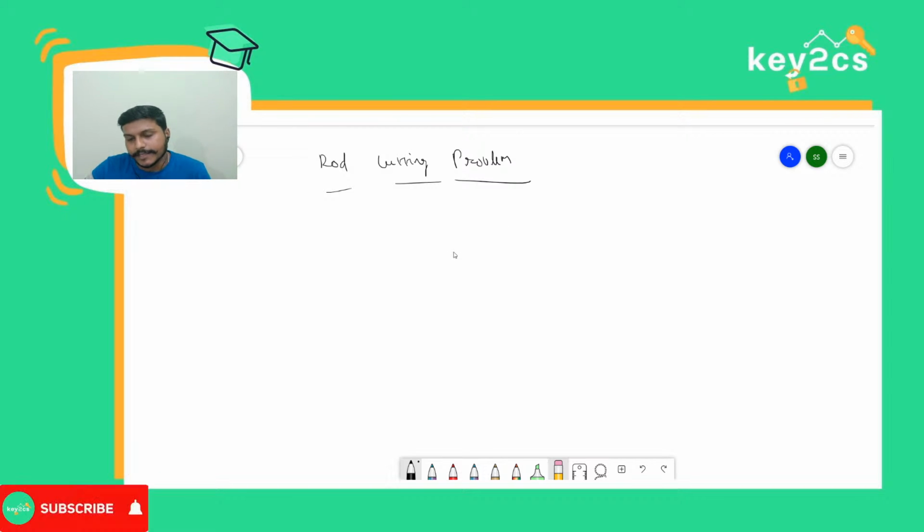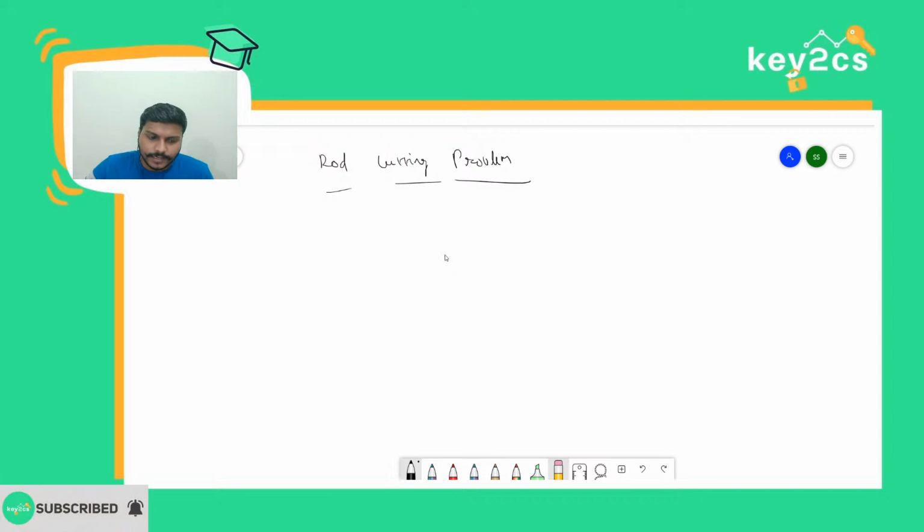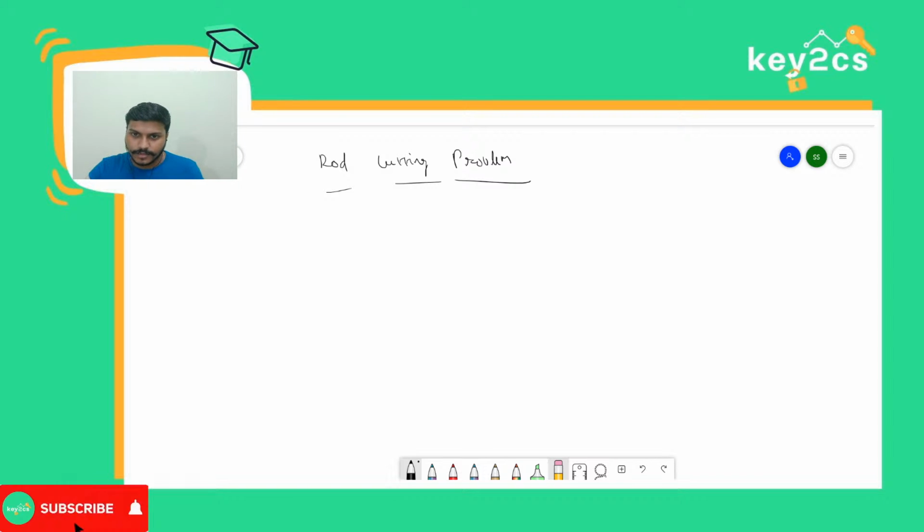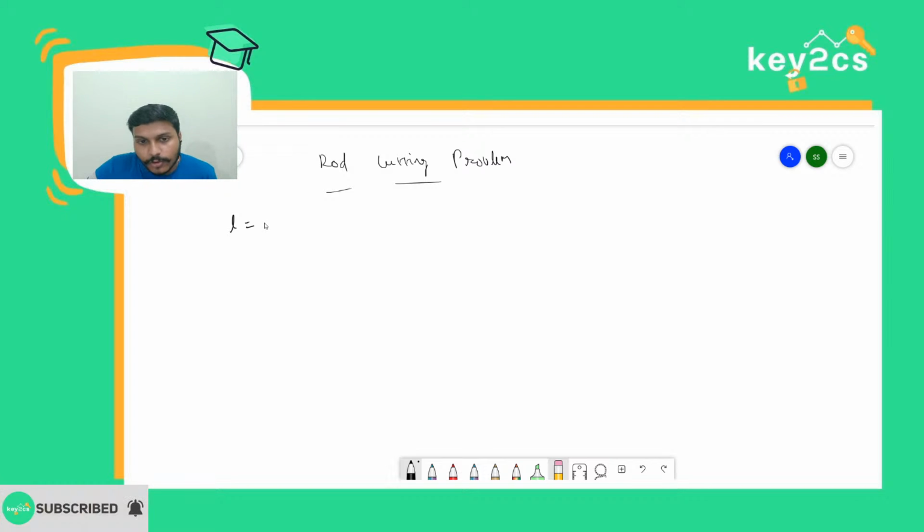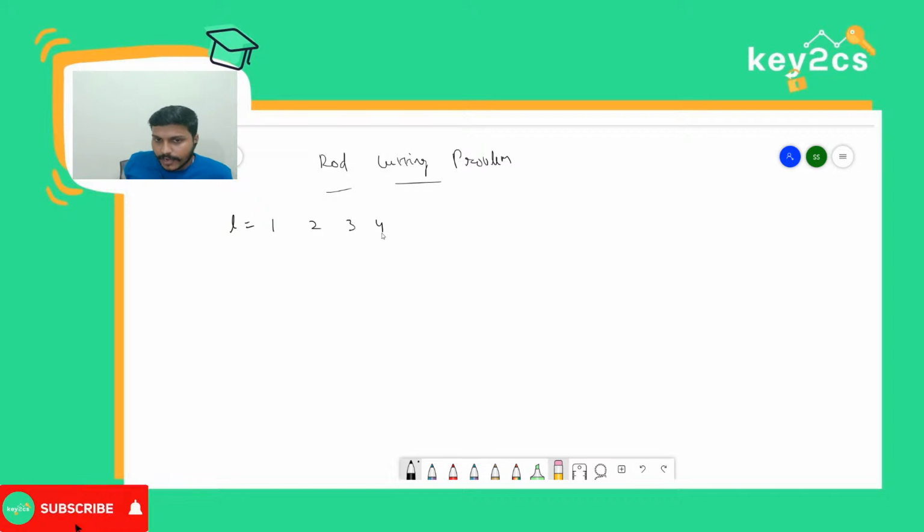The rod cutting problem says that pieces of rod of various lengths would be given to you, and if you sell any piece, you would get some profit. So the profit value for each piece of rod would be given. Let's say the available lengths of the rod are 1, 2, 3 and 4. Okay, got it? Are you getting my point?